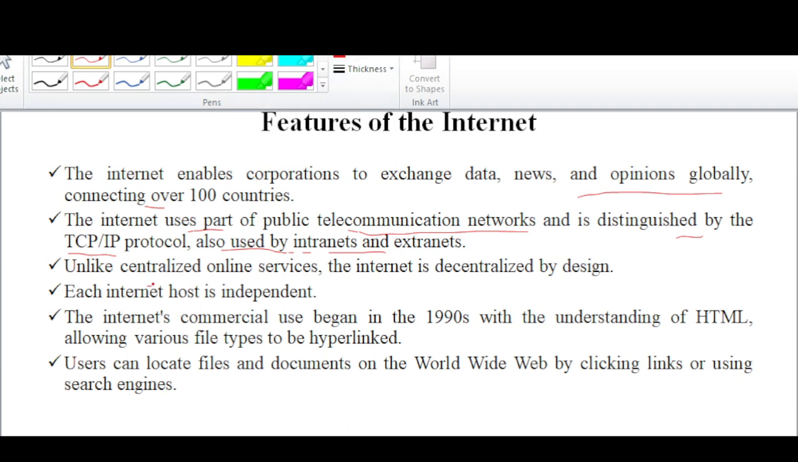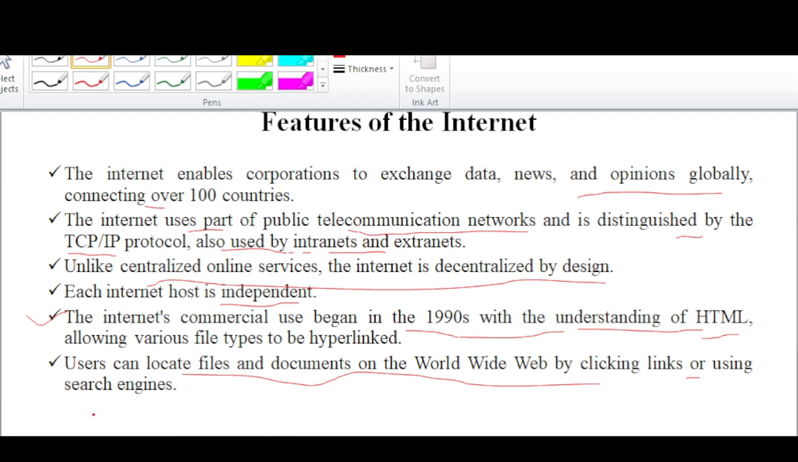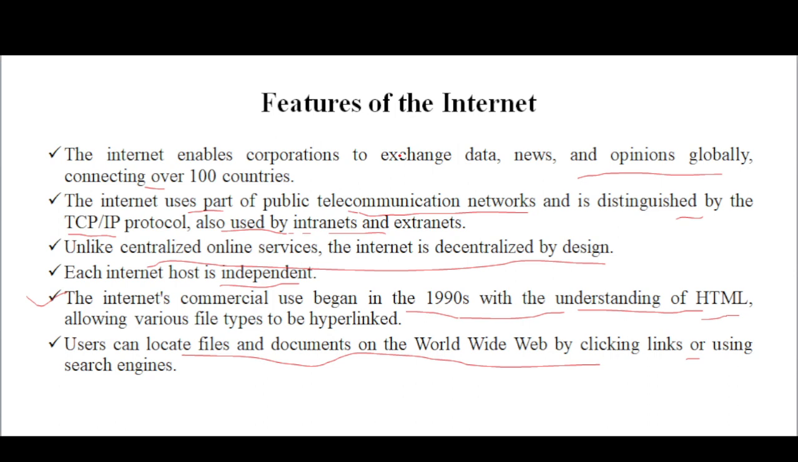Unlike centralized online services, the internet is decentralized by design. Each internet host is independent. The internet's commercial use began in the 1990s with the understanding of HTML, that is hypertext markup language, allowing various file types to be hyperlinked. Users can locate files and documents on the World Wide Web by clicking links or using a search engine. So these are the features of the internet.